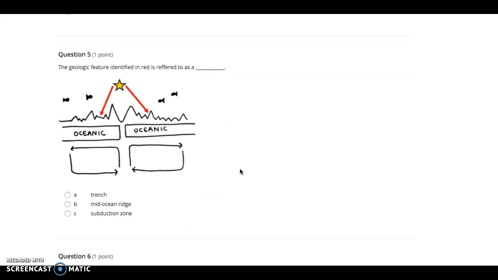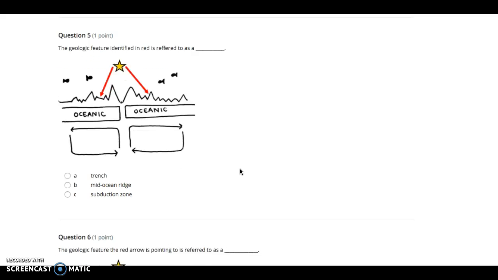Question number 5. The geologic feature identified in red is referred to as A. Trench, B. Mid-ocean ridge, C. Subduction zone.